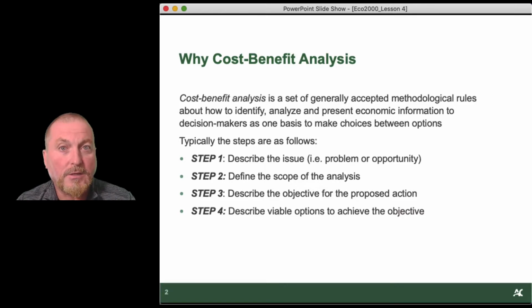So what could better define a financial investor in the built environment? It's somebody who looks at it and says, I have $1 million. Do I put it here or do I put it there? If I put it there, is it the best option I have, or should I put it somewhere else? And cost-benefit analysis explores that whole thing. It's a set of generally accepted methodological rules about how to identify, analyze, and present economic information to decision makers as one basis to make choices between options. It's important to understand that cost-benefit analysis can say, will we make a return on our scarce resources? Is that the best return we could make relative to the other options?